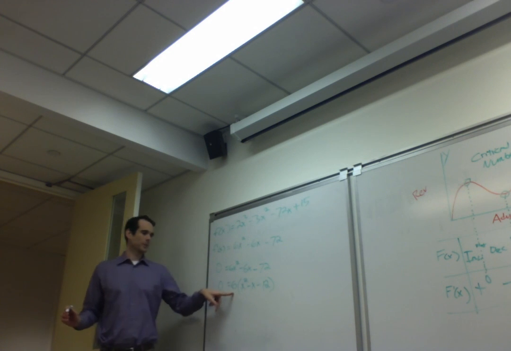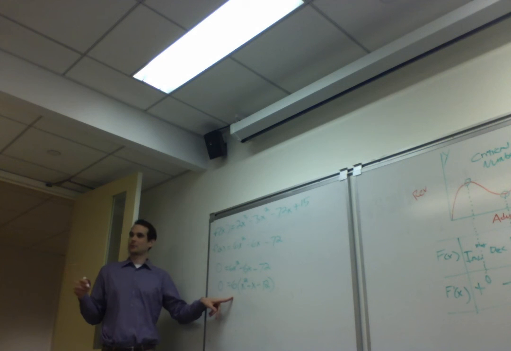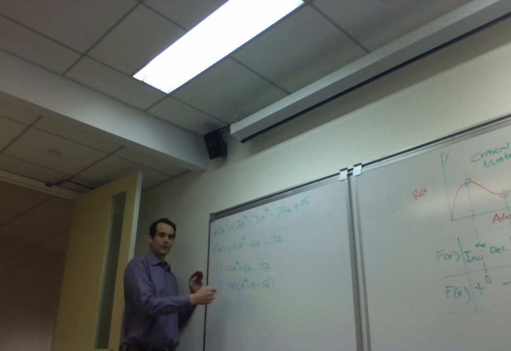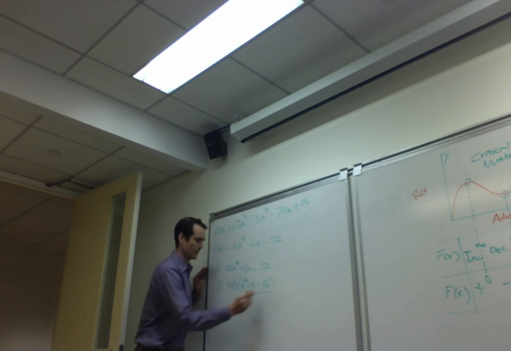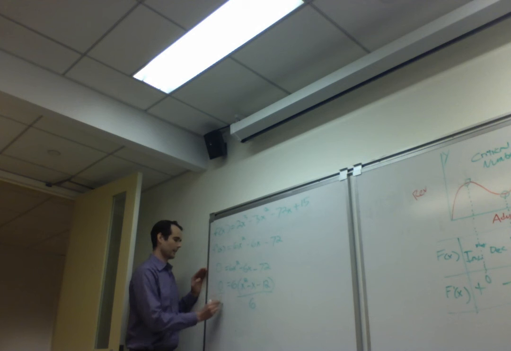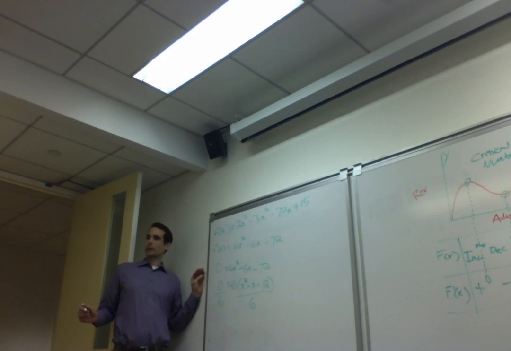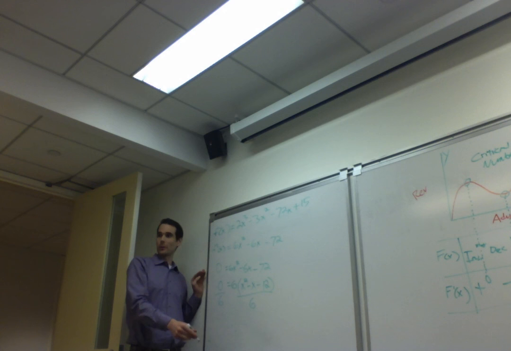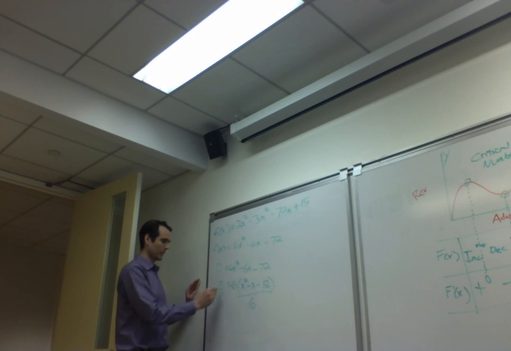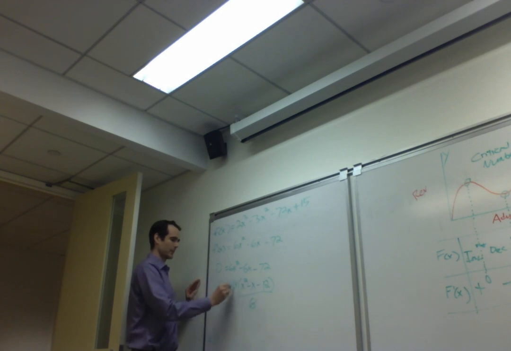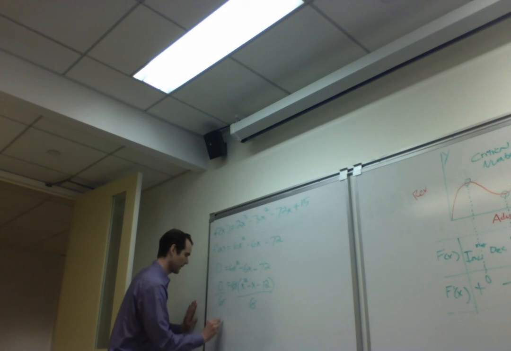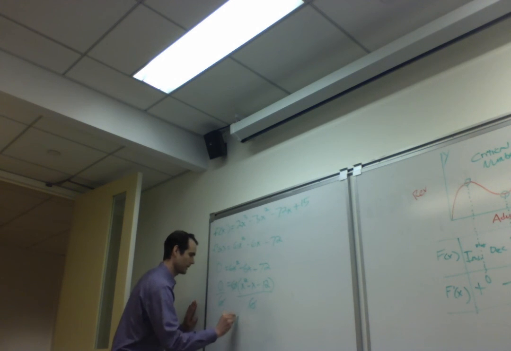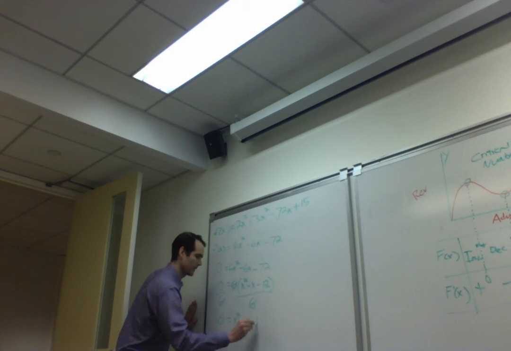And then who knows what I can do with this 6 now that I've got it pulled out? I can divide both sides by 6. So I can divide this by 6, and I can divide this by 6. What do I get when I get 0 divided by 6? 0. So it's just a great way of getting rid of the 6. This cancels, this cancels, this cancels. So now I'm down to 0 equals x squared minus x minus 12.